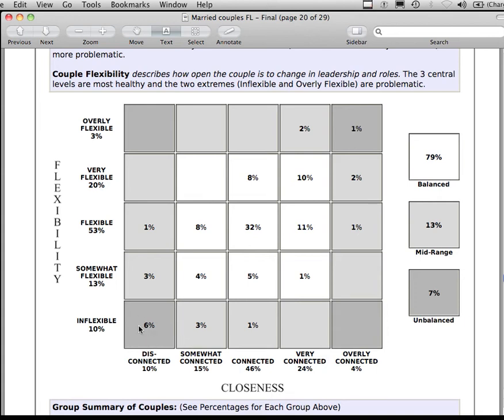So here we see a lot of couples, 6% of them are feeling very disconnected and inflexible in a rigid, disconnected relationship. These are more likely to be some of those devitalized couples. And then 1% is all the way up here in very flexible, overly flexible, and overly connected. So you kind of see how it breaks out, and you get this trend along this dimension here. As couples increase in closeness, they tend to increase in flexibility, and as they feel more and more disconnected, they tend to feel less and less flexible and more rigid as well.